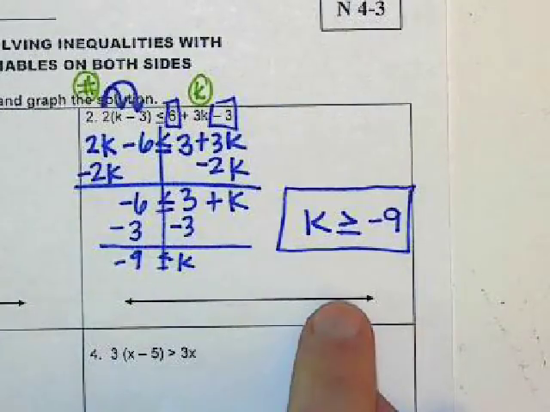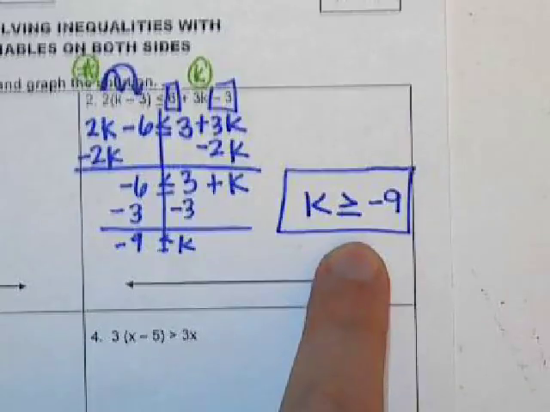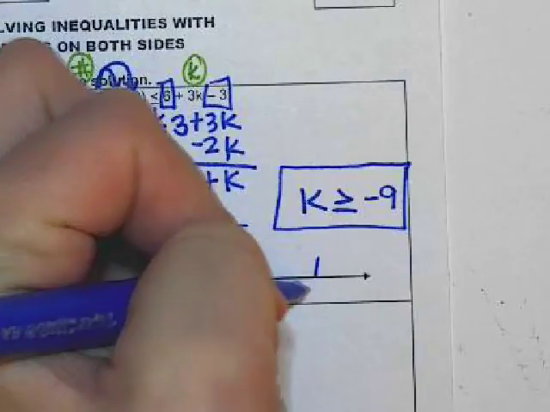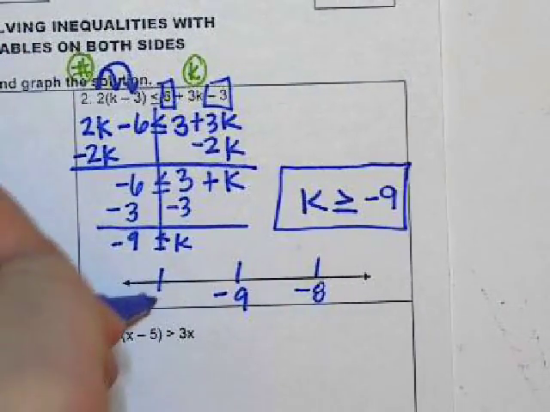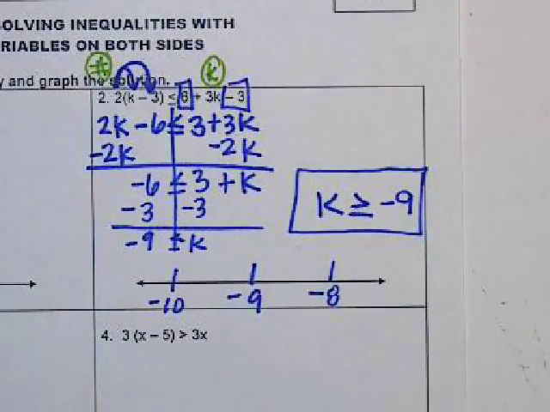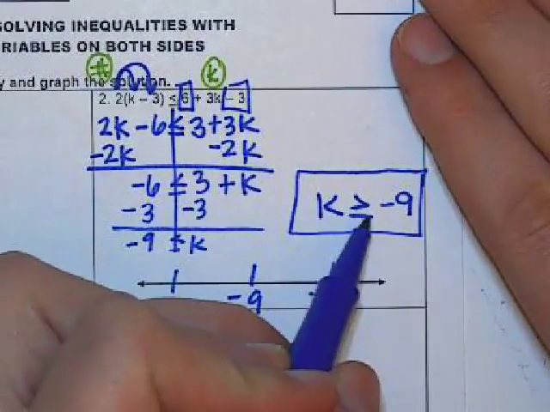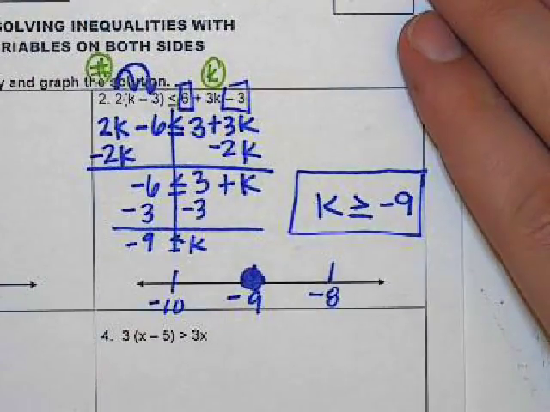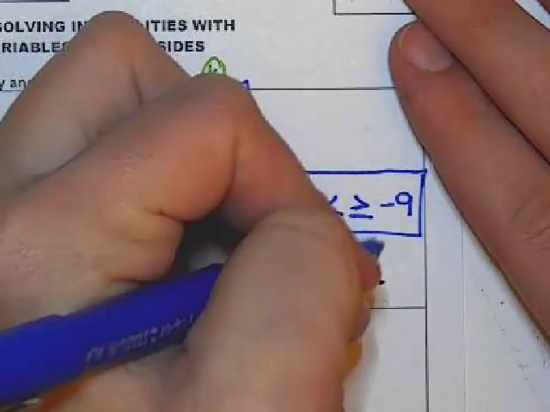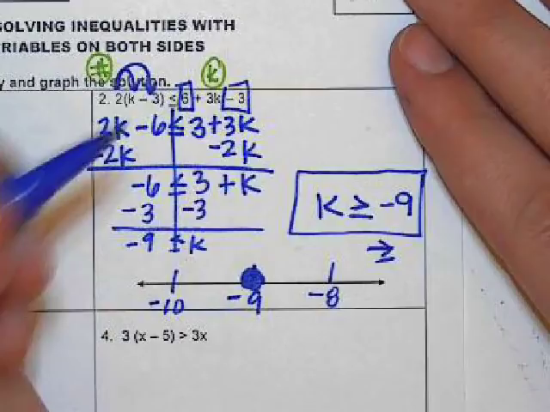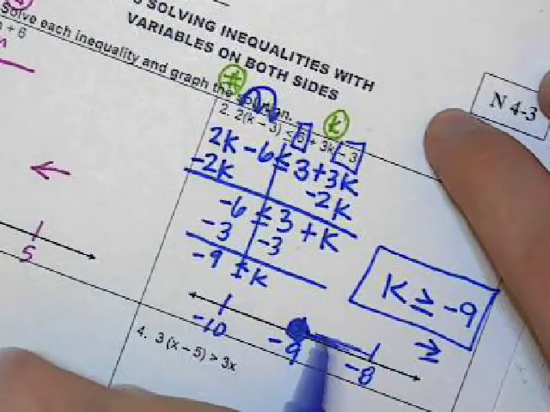Now that it's written in the correct order, I'm ready to do the number line. So negative 9, right with me. Negative 8, negative 10. You with me? Open or closed circle? Solid line under the symbol is going to give me a closed circle. And then I'm going to rewrite my symbol, and it's telling me to shade to the right. So then I'm going to shade to the right.